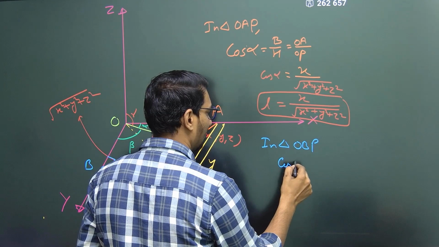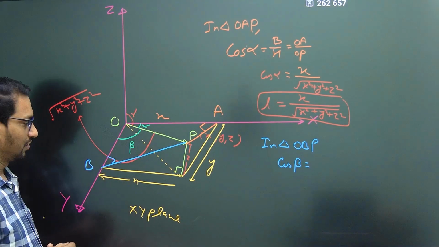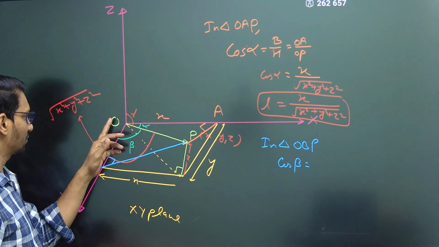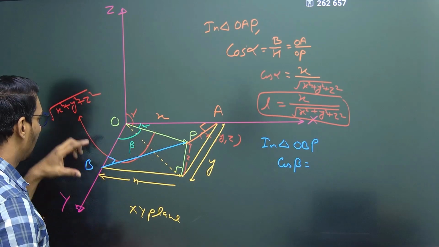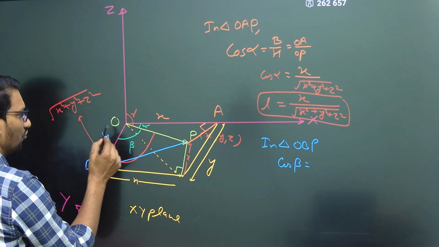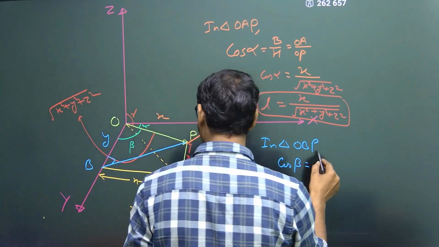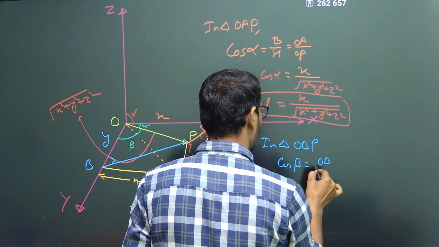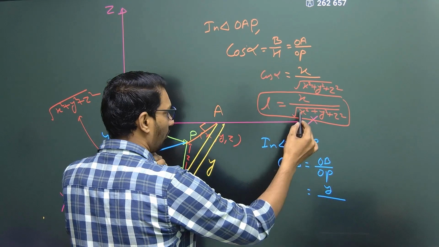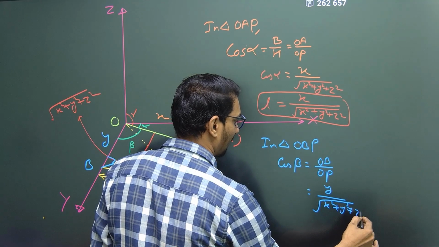we can write cos beta, since this angle is beta and this is a right angle. Opposite to the right angle there is the hypotenuse, so OP is hypotenuse, OB is base, and OB is equal to y, because this is y. So cos beta is OB upon OP, that is y upon the value of OP, which we calculated as square root of x square plus y square plus z square.